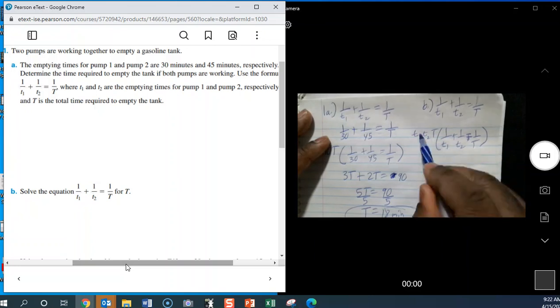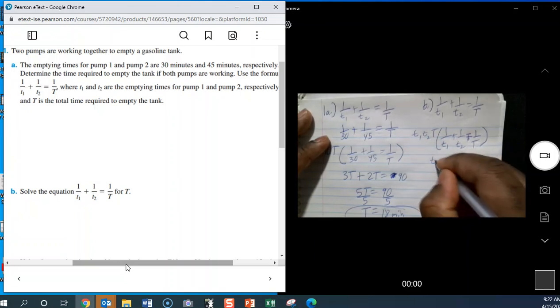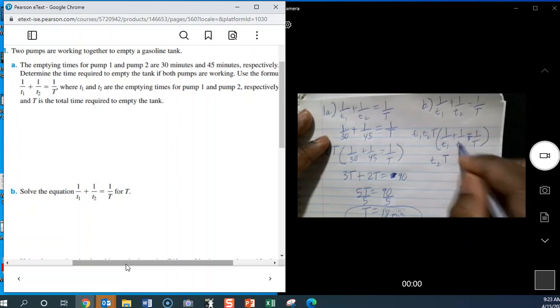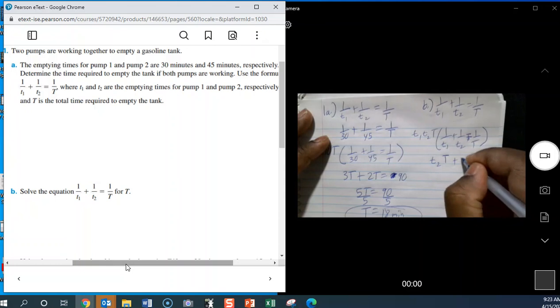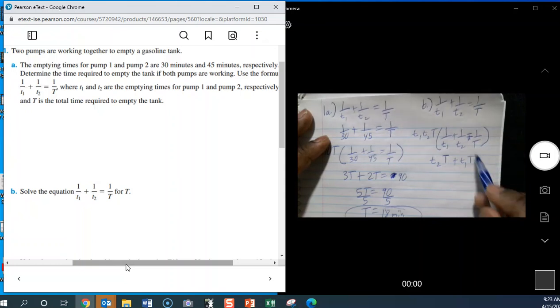So T sub 1 will simplify out. That will leave you T sub 2, T. And then T sub 2's will simplify out, and that will leave you T sub 1, T. And then your T's will simplify out here, and that'll leave you T sub 1, T sub 2.